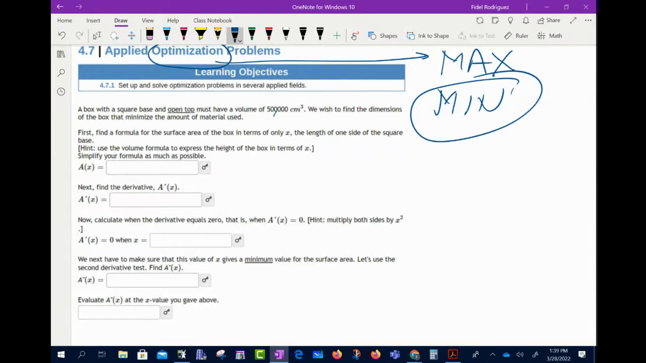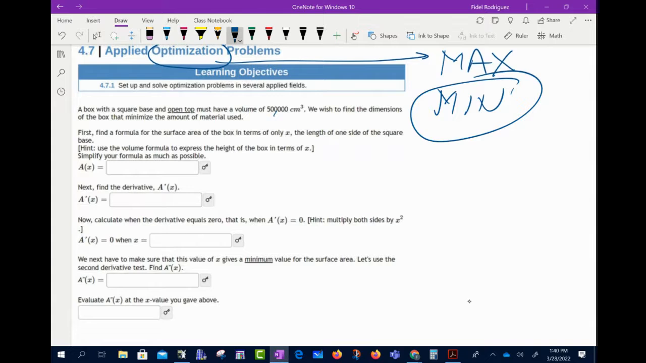And so the directions here say, first find a formula for the surface area of the box in terms of only x, the length of one side of the square base. Okay, but they do give me a hint. It says use the volume formula to express the height in terms of x. Okay, so let's figure out what's going on here.